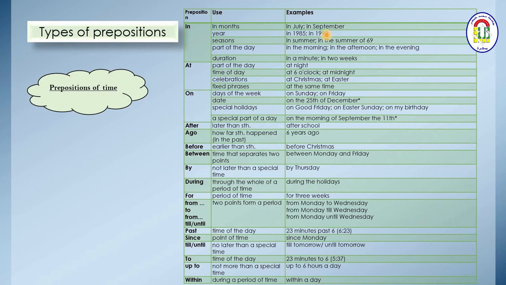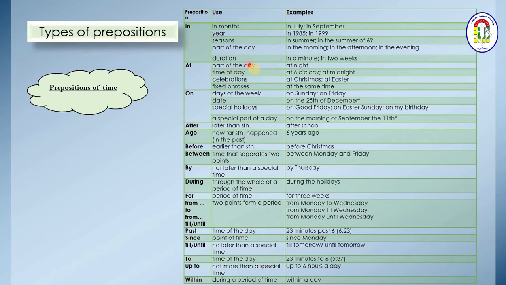So here I can use the year with them. I can use in with summer: in the summer of, or in summer; parts of the day: in the morning, in the afternoon, in the evening; the duration: in a minute, in 2 weeks. So these are the main uses of with examples of in.